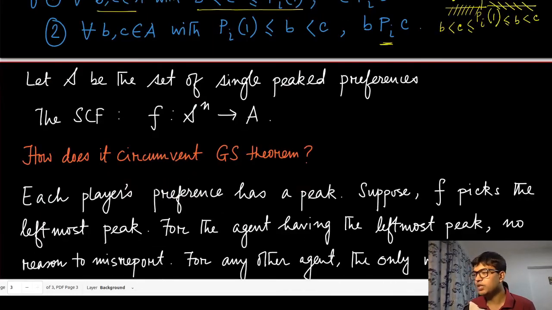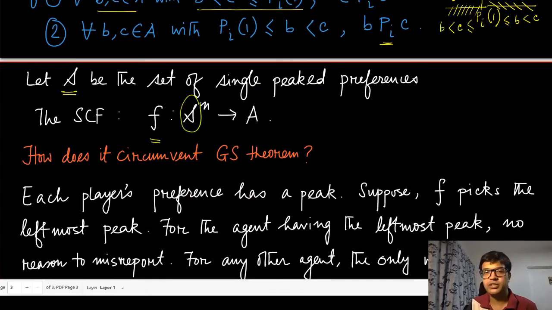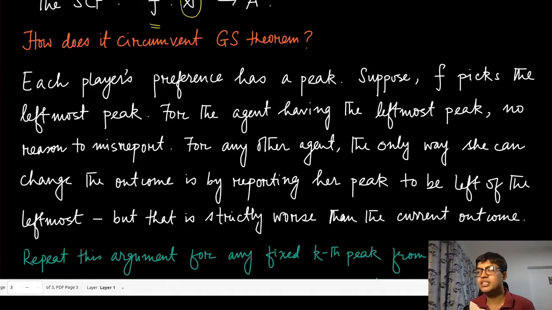And as before, we are going to denote by script S the set of all single peak preferences. So now our social choice function is a domain restricted social choice function, which is a mapping from S to A. Now let us look at how it circumvents the GS theorem. When we say that the GS theorem is not true in this single peak preference, then we must be able to give a mechanism which is not dictatorial, yet onto and strategy proof.